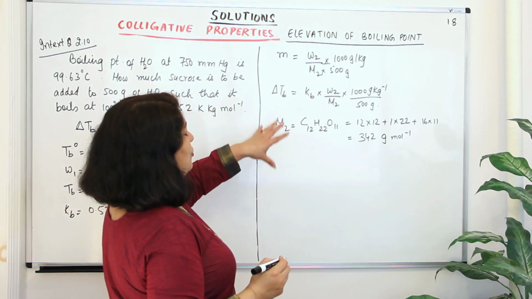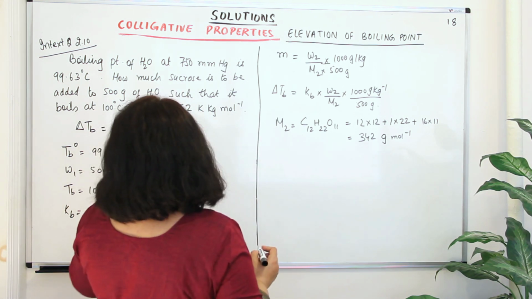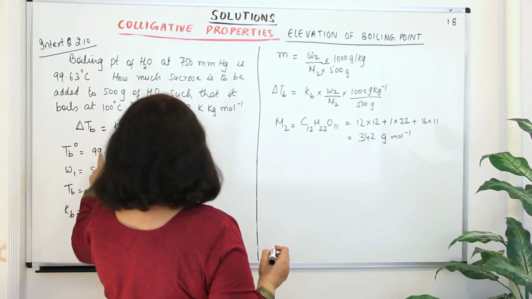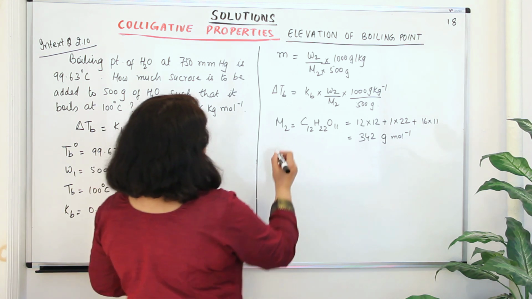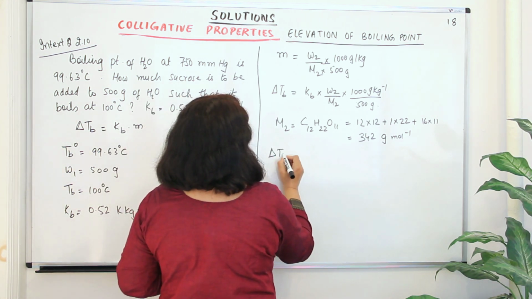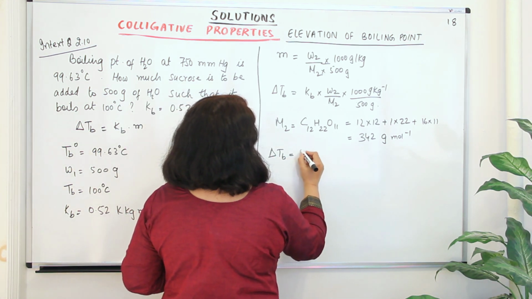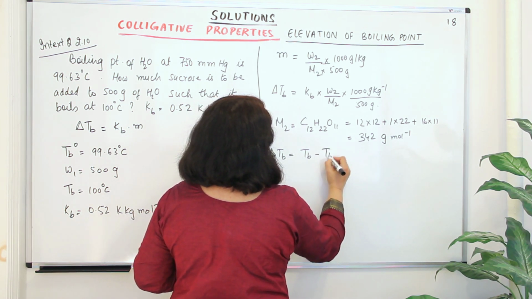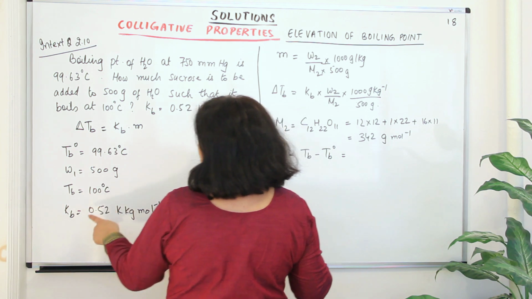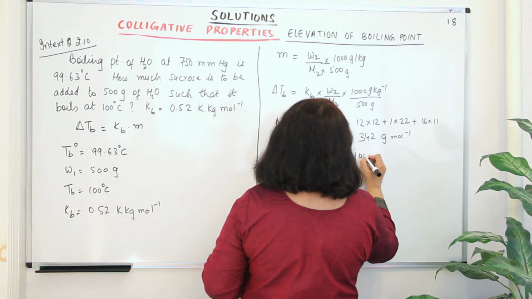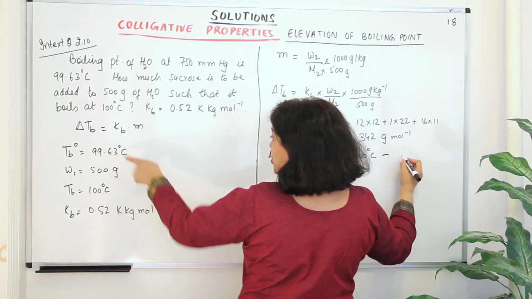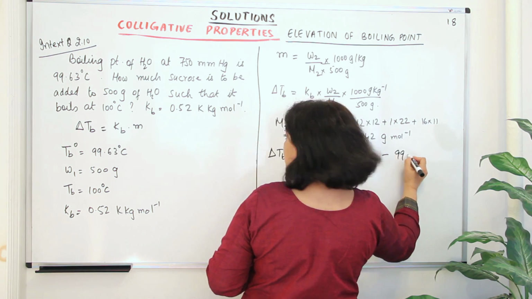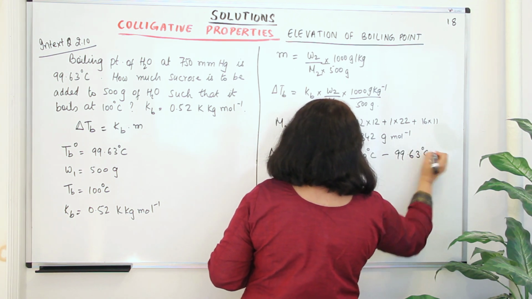Now let us substitute all the values and find out, okay, before we come to that we need to find out delta TB. Delta TB, as in the previous problem, is TB, that is the final boiling point, minus the initial boiling point, because you're looking for elevation. So the final boiling point is 100 degrees Celsius minus the initial boiling point, 99.63 degrees Celsius.